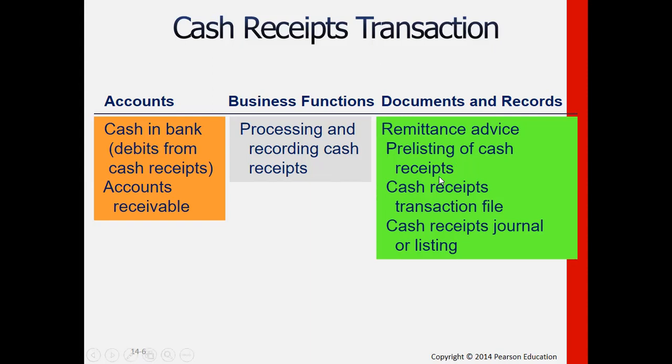Then pre-listing of cash receipts, because you still have to screen if the amount really is belonging to that account. Then cash receipts transaction file upon confirmation of such collections. And then we also have the cash receipts journal or listing. So this would be the records that we will have there on our general ledger file or as appropriate.